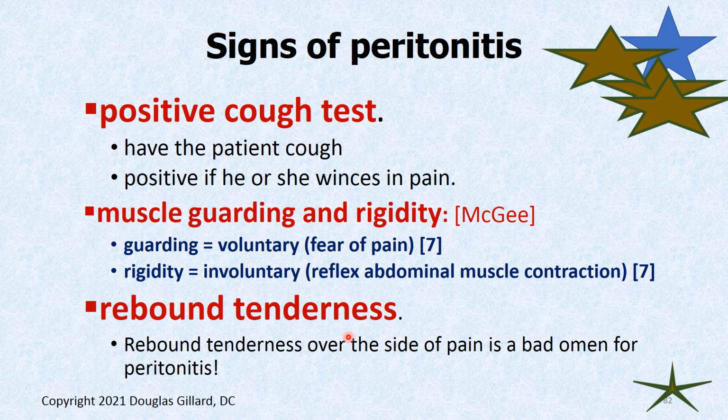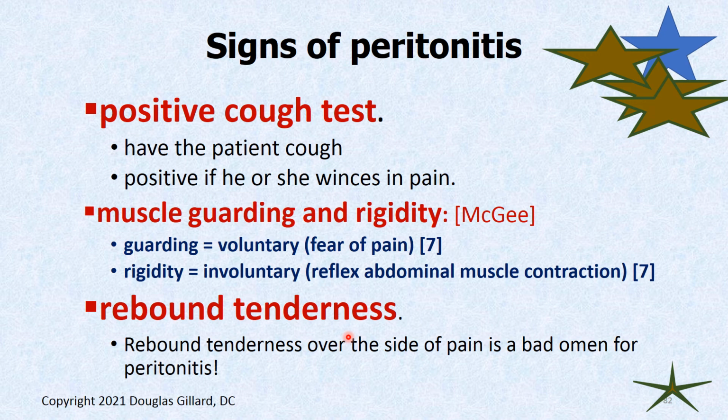If they cough, you could have them cough for me, and if it causes really bad pain, and let's say the left lower quadrant is where they have the pain, it worsens the left lower quadrant pain, that's a sign of peritonitis. If they have any type of muscle guarding there, if it's voluntary, then it's guarding. If it's rigidity, that means it's involuntary. They can't control it. That's a much stronger indication of peritonitis if they have rigidity or involuntary muscle guarding.